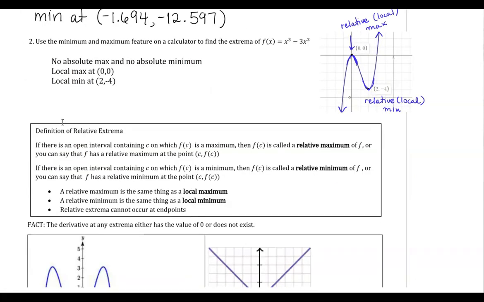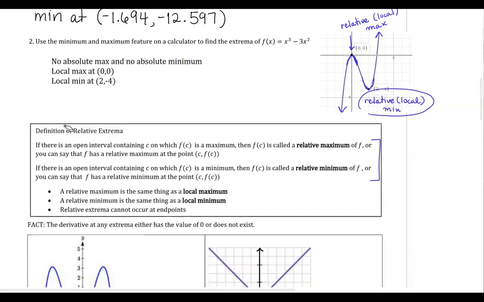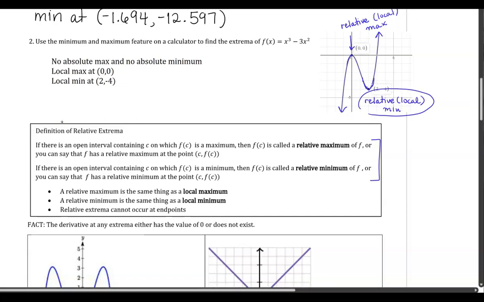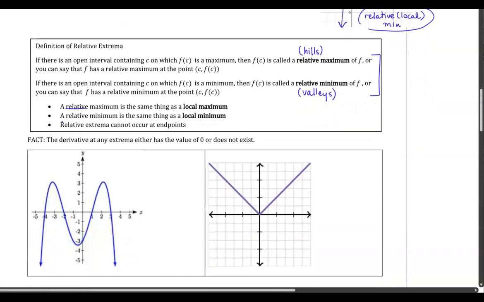So now that we have introduced the concept of local maximums and local minimums, here we have the formal definition of them. The definition in these two lines summarizes what we discussed was happening at these two points: how the point 0, 0 was higher than all the other points around it, and how the point 2, -4 was lower than all the other points around it. Generally speaking, relative maximums are the hills that we see in the graph, and relative minimums are the valleys that we see in the graph. And the words relative and local are used interchangeably.